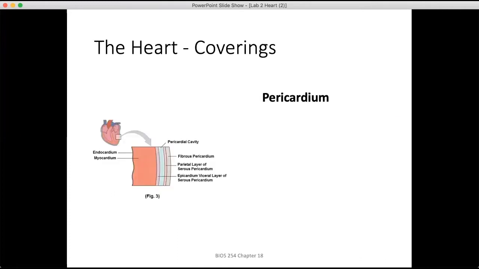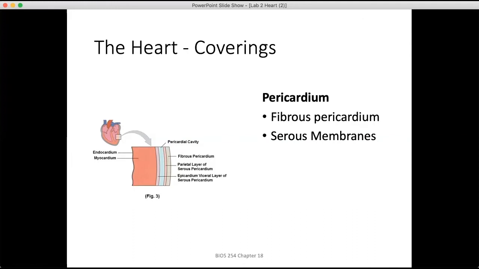The coverings of the heart are called the pericardium. It is a double-layered sac. The superficial or outer layer is called the fibrous pericardium. It consists of fibrous connective tissue. It anchors the heart, protects it, and prevents it from overfilling.